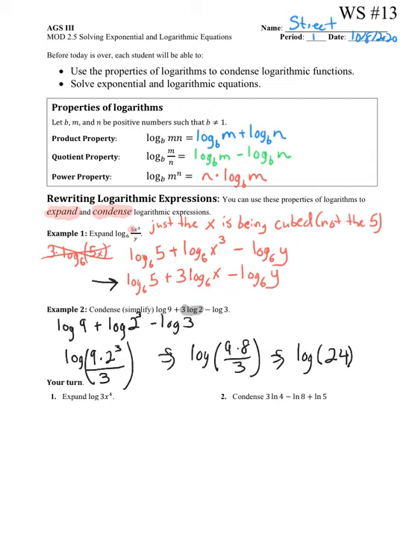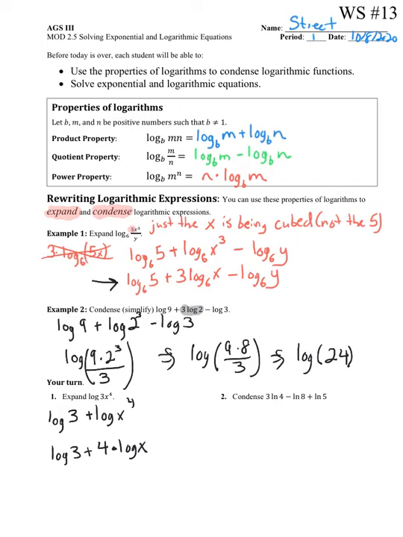Expand log 3x to the 4th. So the big thing with these expansion problems is it's almost like working backwards, because typically when we do PEMDAS, when we're solving, we want to do exponents first before we do multiplication. But with these expansion problems, since that 3 is not being raised to the 4th power, we really want to separate these 2 first. So log of 3 plus log of x to the 4th. And then after they're separated, we can pull that 4 out in front.